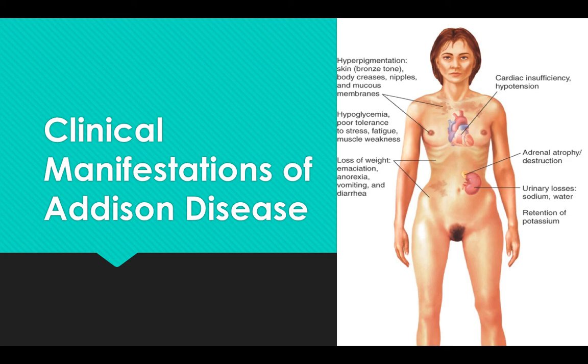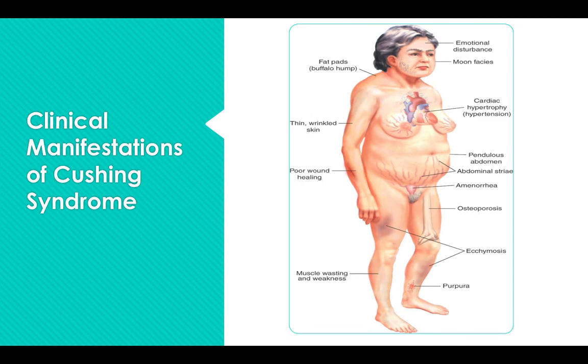I forgot to say that one of the hallmark signs and symptoms is an increased pigmentation of the skin, a tanning effect, if you will. Now, the opposite would be Cushing syndrome. And Cushing syndrome is an excess of glucocorticoids or androgens.